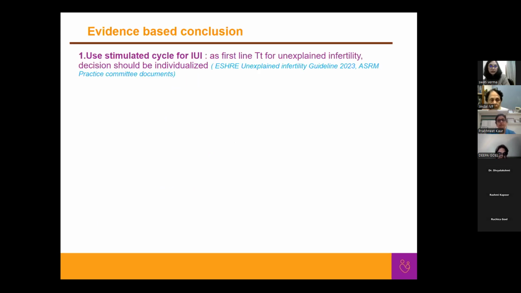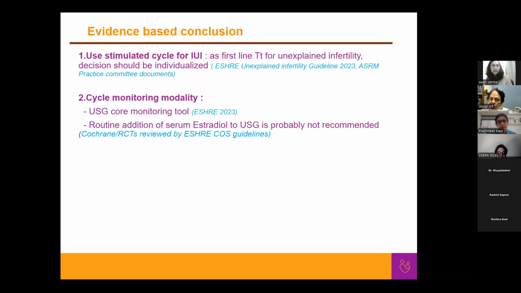So here I conclude with some scientific evidence-based conclusions. Always use stimulated cycles for IUI, not a natural one, because that is not going to give you a good result. Then cycle monitoring modality: ultrasound is the monitoring tool, and routine E2 levels are not recommended for everybody, only in selected cases.